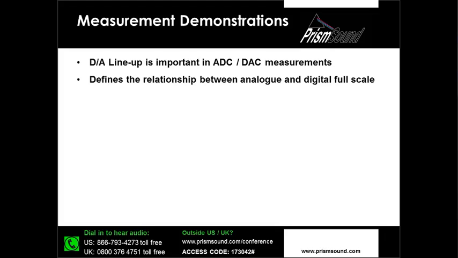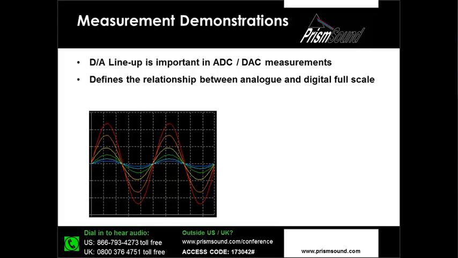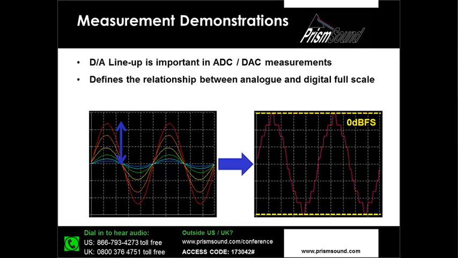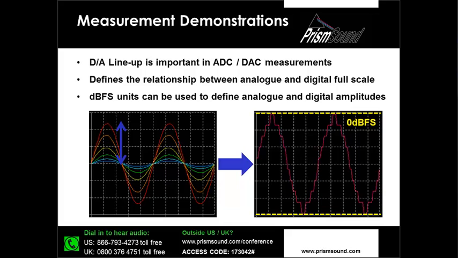And what I tried to explain briefly earlier is that the DA lineup is basically a reference level that defines the maximum analog signal amplitude that corresponds to digital full scale. And if you can imagine here on the left, I have an analog device that potentially could have a maximum output level over a very wide range of amplitudes. And what we're interested in knowing is, well, what amplitude in the analog domain corresponds to 0 dB full scale in the digital domain, and that defines our DA lineup.